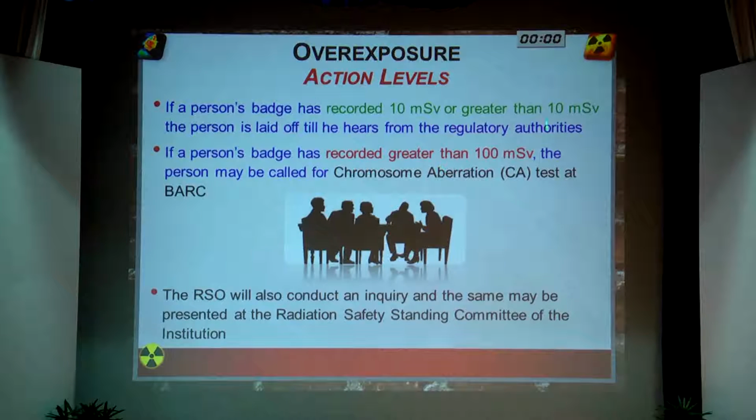And if there is a dose more than 10 millisievert, the limit is 20, but even more than 10, the person will have to be laid off the radiation area till they are heard. And if it's more than 100, they have to undergo a chromosomal aberration test to verify the amount of dose. The RSO, the Radiation Safety Officer of the institution, also will conduct an inquiry, and this will have to be presented in the standing committee.